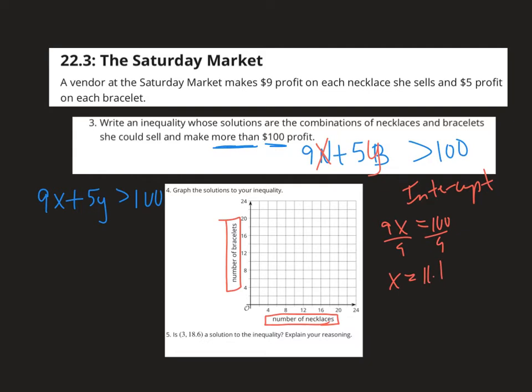And then if x was 0, then 5y would be equal to 100. Divide by 5, and y is equal to 20. So my y-intercept is 0, 20. My x-intercept is around 11.1. And then I'm just going to connect those two dots.